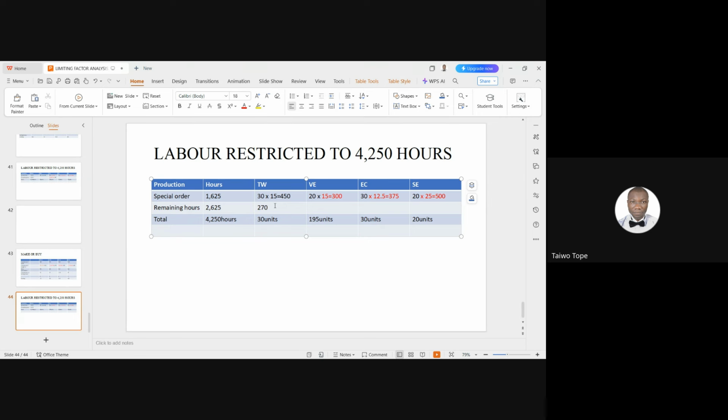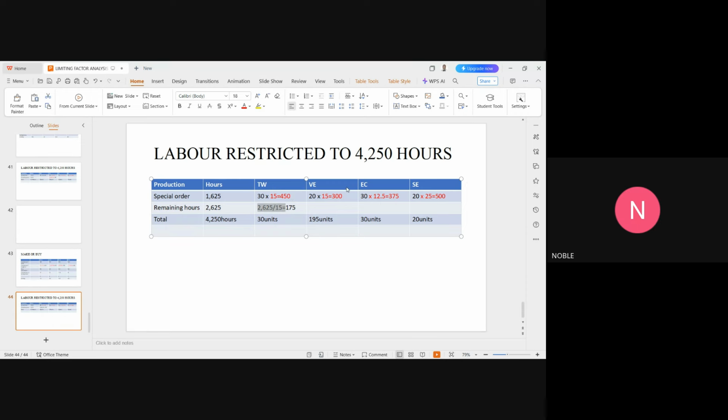So how many units of TW can we produce given these available hours? It's still the same approach: 2,625 divided by 15. You have 175, isn't it? It is.